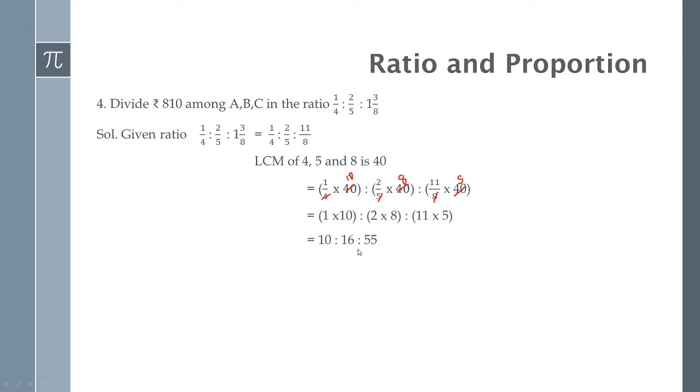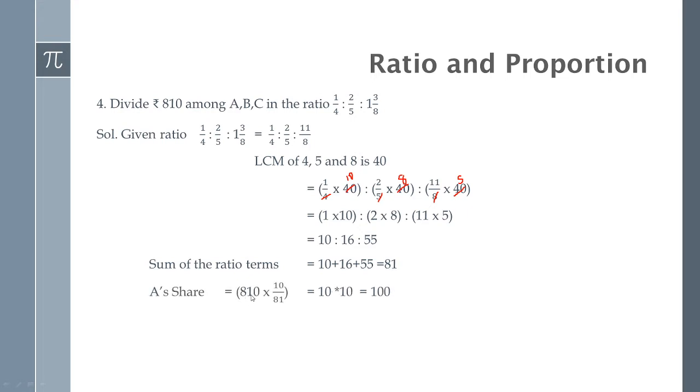We cannot cancel the terms, or make it simpler in the ratio. Why? Because 10 and 16 are divisible by 2, but 55 is not divisible by 2. So this ratio is in its simplest form. Now the sum of the ratio terms is 10 plus 16 plus 55, which is equal to 81.